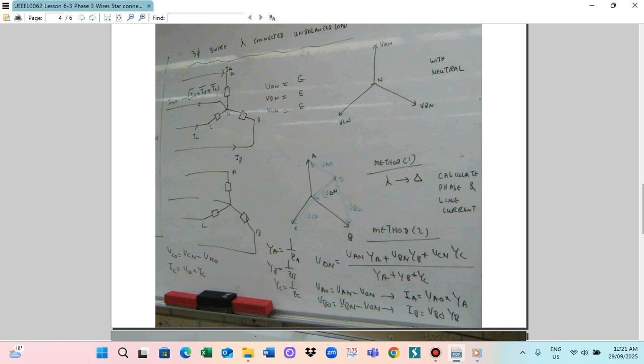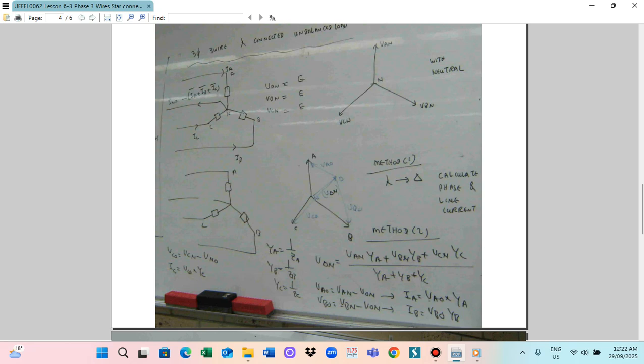YA is 1 by ZA, YB is 1 by ZB, YC is 1 by ZC. So firstly we have to calculate VON, using the formula: VAN YA plus VBN YB plus VCN YC divided by YA plus YB plus YC. Then you calculate the VON. Then you have to calculate the VAO. VAO is VAN minus VON. Then you can calculate IA. IA is equal to VAO into YA.